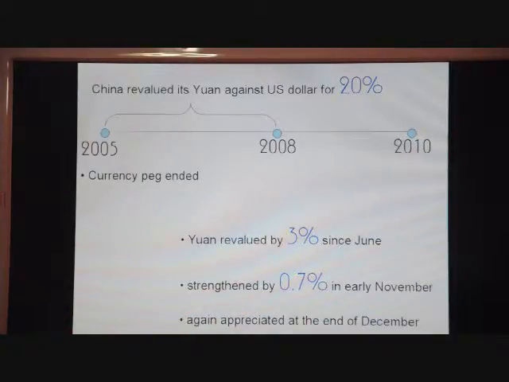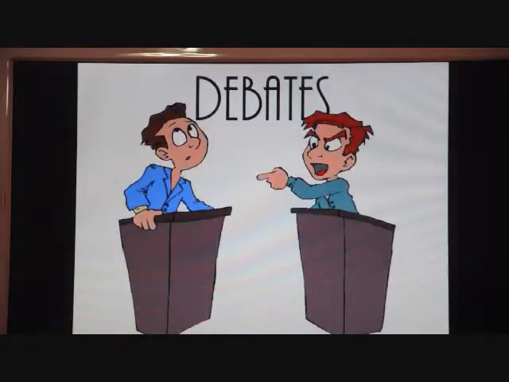To add on, the yuan was also appreciated at the end of December 2010 after the China Central Bank adjusted its interest rates by 0.25 percentage points. However, the Western economies feel that China is not appreciating enough, giving rise to a series of debates.